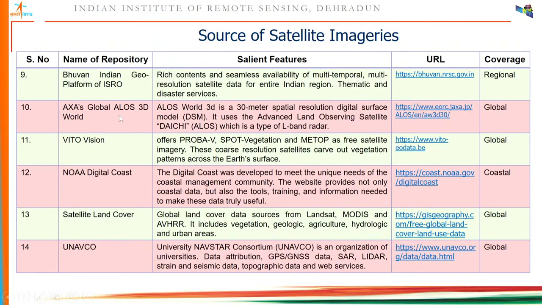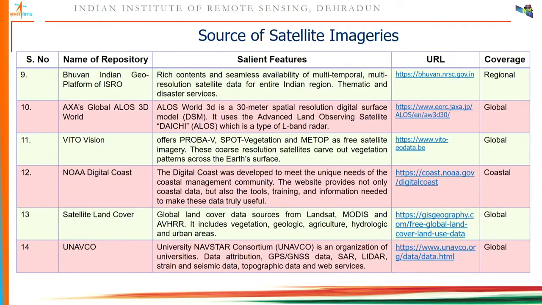Then we have the JAXA Global ALOS 3D World. This is basically a data repository from the Japanese Space Agency. In this portal, you can get one of the best quality digital surface models, or we call it DSM. It has 30 meters spatial resolution. This is the quality of the data, and you can also download this data for your own studies, and it's free of cost available to you.